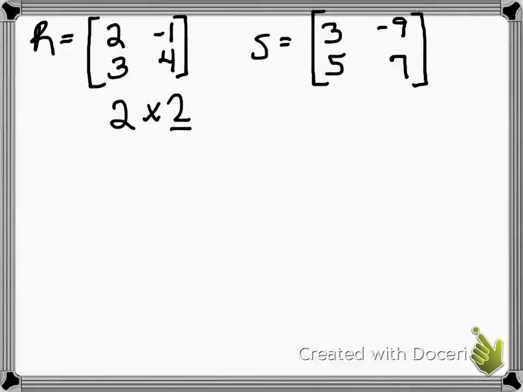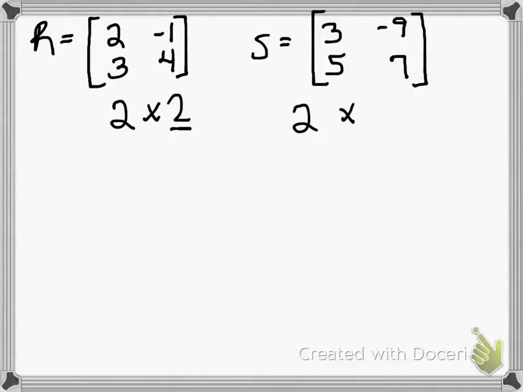So what I mean by that is if you look at matrix R, it's a 2 by 2. 2 rows, 2 columns. In the second matrix, matrix S, it is also a 2 by 2. It has 2 rows and 2 columns. Now, I know I can multiply these because these middle numbers are the same. They're both 2. The number of columns in the first matrix is equal to the number of rows in the second matrix. So I'm going to go ahead and multiply them.